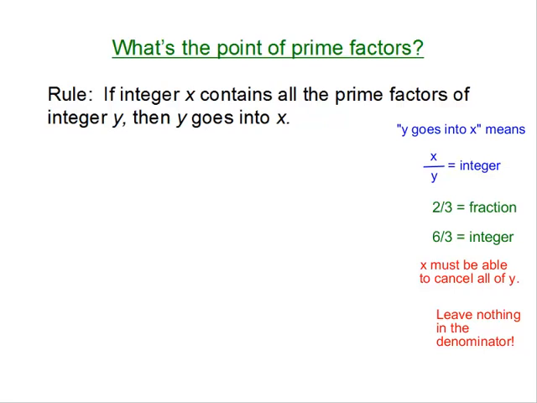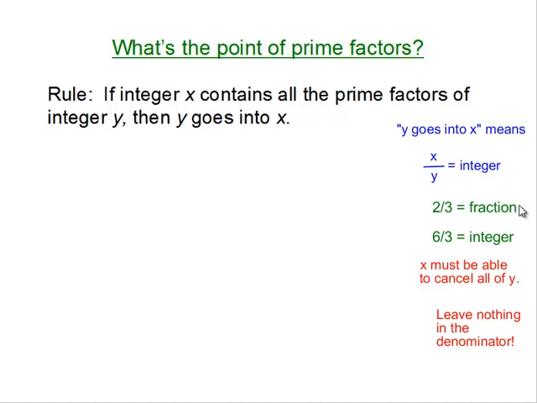If we say that y goes into x, it means that x divided by y is an integer. When you make y go into x, it goes in an even number of times, like an integer number of times. So looking at two number examples, 2/3 is a fraction. In other words, 3 does not go into 2. And we kind of know that from experience. 6 divided by 3, though, gives you an integer. In other words, 3 goes into 6.